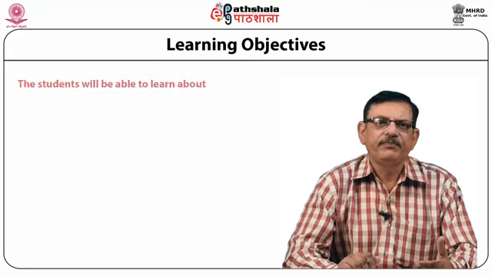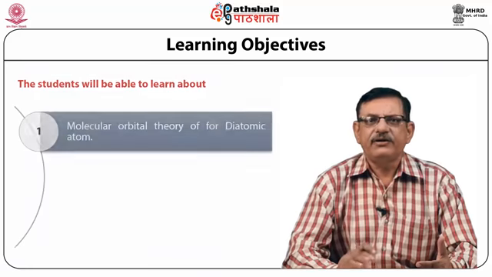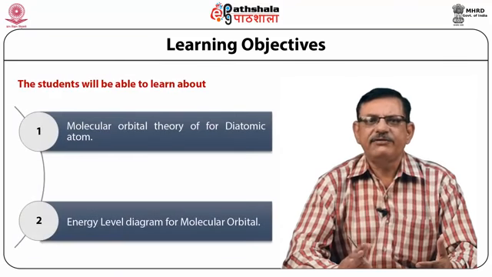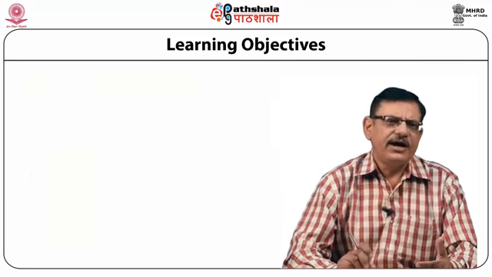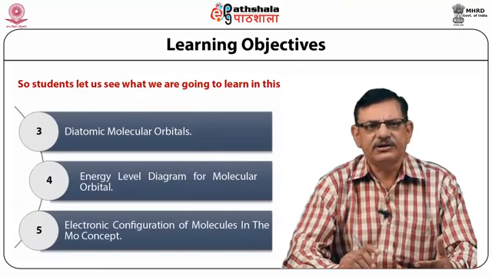We will be talking about molecular orbital theory part 2 under the paper Atomic, Molecular and Laser Spectroscopy. After completing this module, we will be able to learn diatomic molecular orbitals, energy level diagram for molecular orbital, and electronic configuration of molecules in the molecular orbital theory concept.